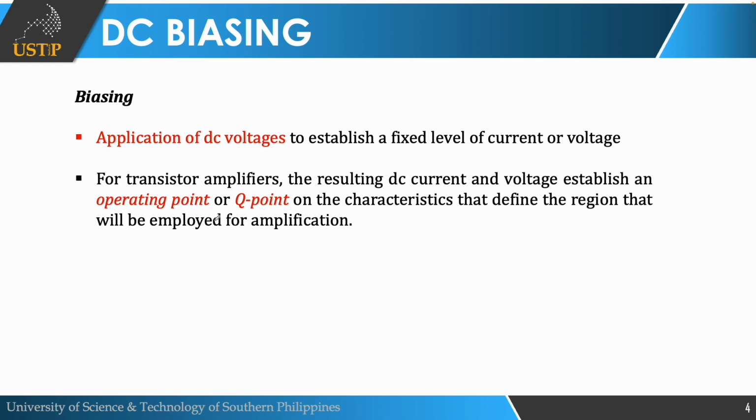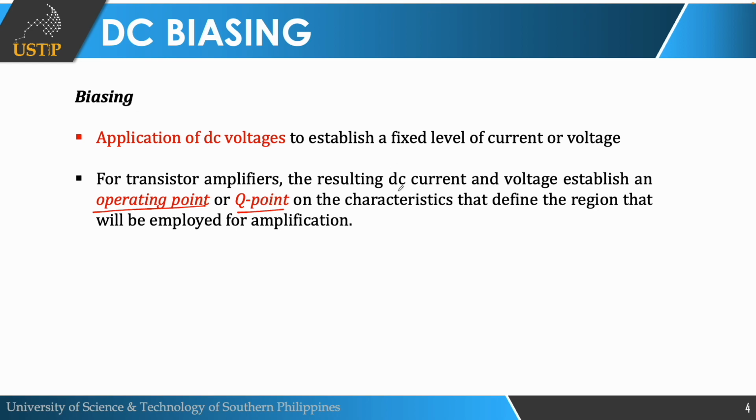So I'm sure a lot of you, or all of you, are already familiar with the word biasing. We have discussed this when we discussed the diode. So biasing is the application of DC voltages to establish a fixed level of current or voltage. Now for transistor amplifiers, the resulting DC current and voltage establish an operating point, or the Q point, on the characteristics that define the region that will be employed for amplification.